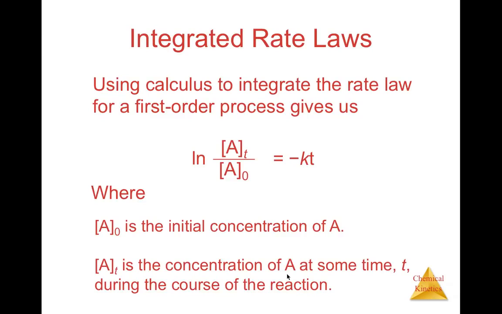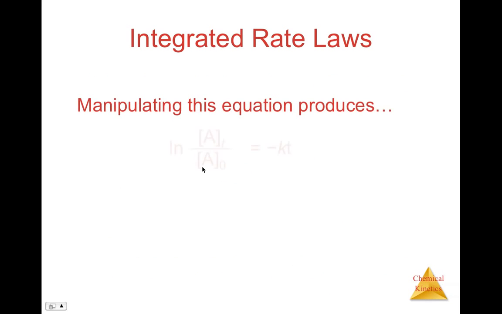For a first order rate process, something that has an exponent of 1, if we perform integration on that equation, we end up with this equation right here. This is called the first order integrated rate law equation, where A0 right here is the initial concentration of A, and At is the concentration of A at some particular time t. K is the rate constant, and ln stands for natural logarithm. Look for that on your calculator.